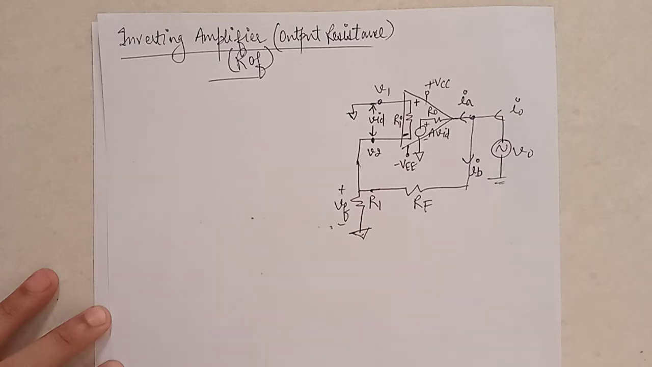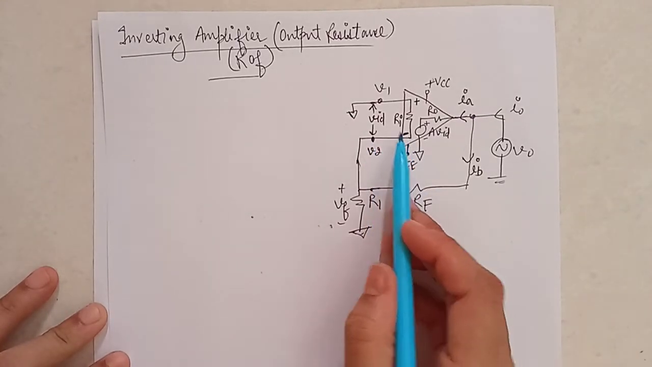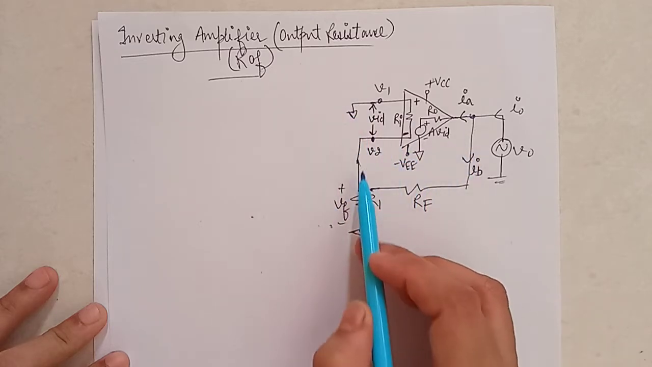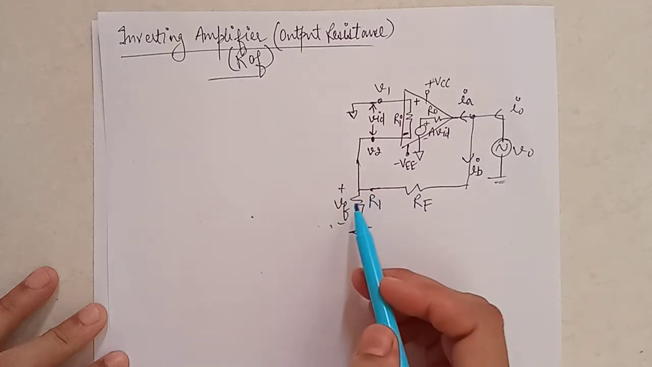Hello everyone, in this video lecture we'll be studying the topic inverting amplifier calculation of output resistance, which is ROF. This is the inverting amplifier diagram where we can see this is the inverting pin, and this non-inverting pin is grounded. This is the inverting pin where we are applying our feedback resistor RF and an input resistance R1.